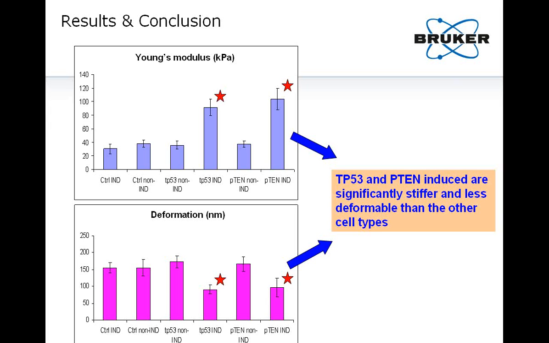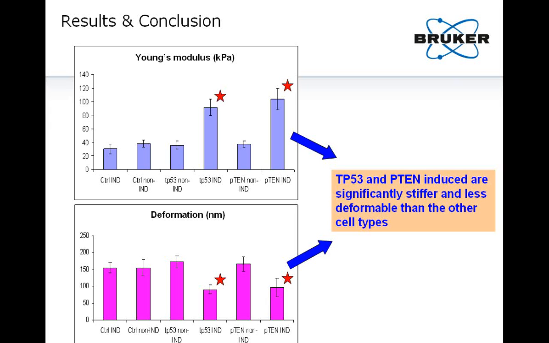IND is induced. So you can see that most of the cell types which are highly invasive, this means all controls including non-induced samples, have a Young's modulus of about 40 kilopascal, whereas the cells transfected by the 2 tumor suppressive factors, TP53 or P10, are much stiffer.